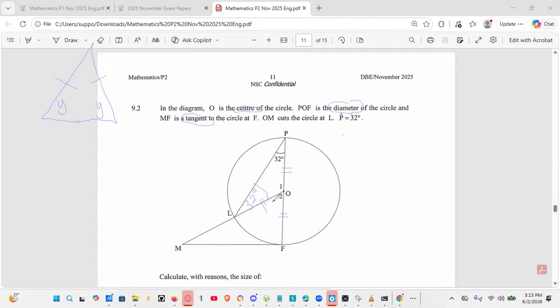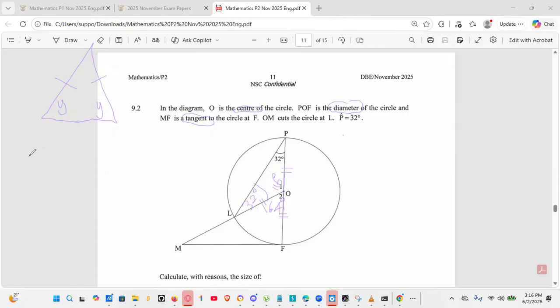And then over here, we'll say 180 minus 32 minus 32. We'll get 116 over here. That's because of the sum of angles of a triangle. Then we have a straight line or supplementary angles over here. We say 180 minus 116. And then we have a 64. So now we are done with triangle OLP.